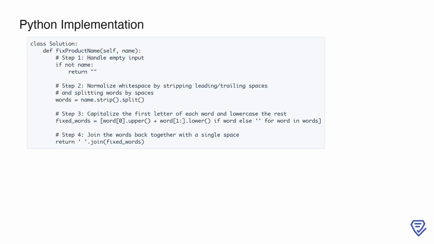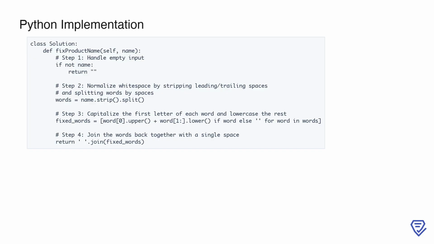3. Capitalize words. Using a list comprehension, each word is transformed to have its first letter uppercase, word[0].upper(), and the rest lowercase, word[1:].lower(). The if word condition ensures that empty strings, if any, are safely ignored during processing. 4. Rejoin words. Finally, the transformed words are joined back together into a single string using " ".join(fixed_words), ensuring that words are separated by a single space.